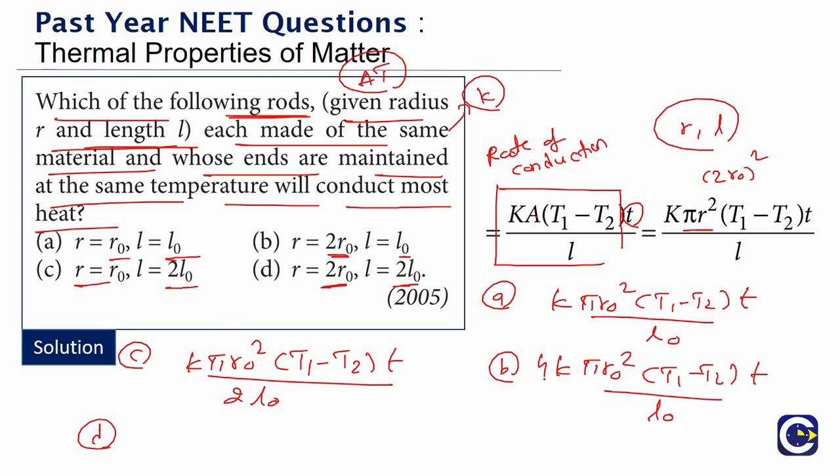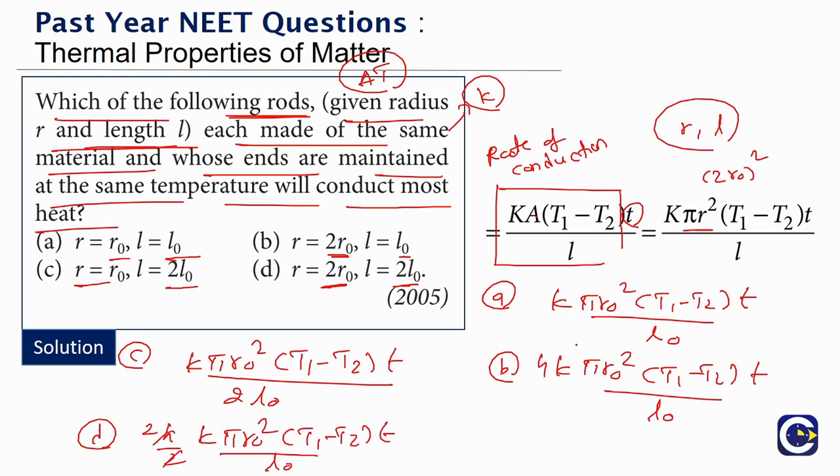So the numerator will get a 4 because 2R naught square will become 4, and the denominator will have a 2. So look at it: 4 by 2 K pi R naught square into T1 minus T2 into small t by L naught. Numerator will have a 4, denominator 2, which totally means it will be 2.